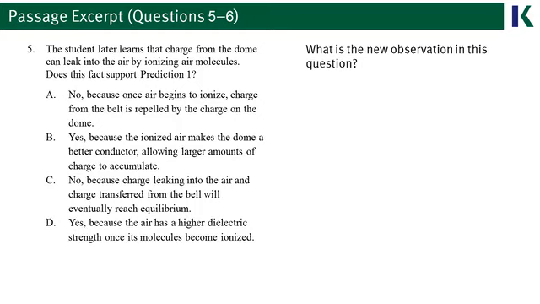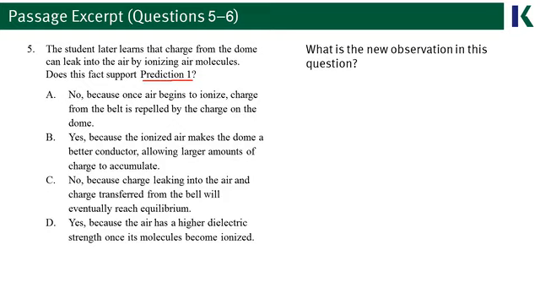What we're going to do with each of these questions is identify what the new observation is, but then of course try to bring it to an answer. This question is asking about prediction 1, but it introduces a new observation. Answer the prompt in your book. What is the new observation in this question?